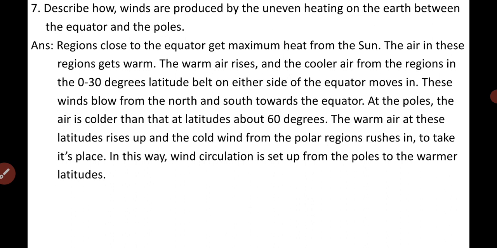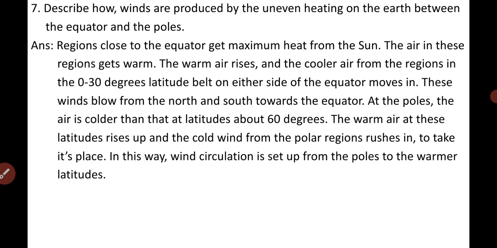So in this question they have asked you to describe how winds are produced by the uneven heating on the earth between the equator and the poles. You have understood this question. So here is the answer: regions which are close to the equator get maximum heat from the sun, right? So the air in these equatorial regions gets warm. Then what happens? The warm air rises, and the cooler air from the regions in the 0 to 30 degrees latitude belt on either side of the equator moves in.